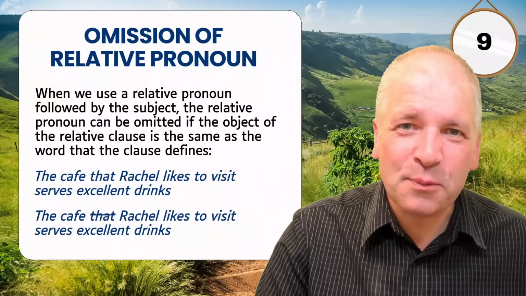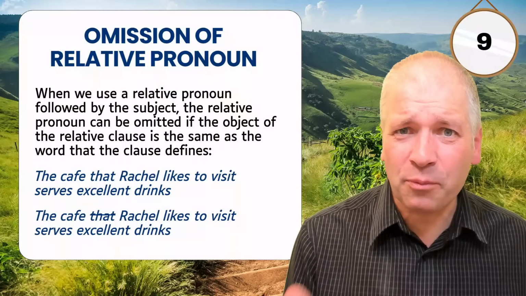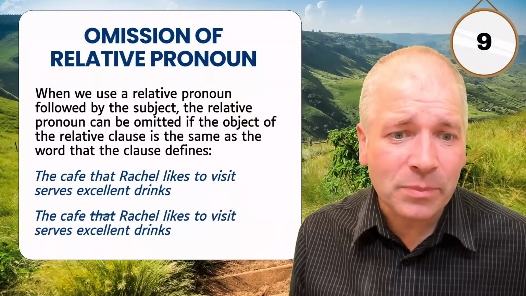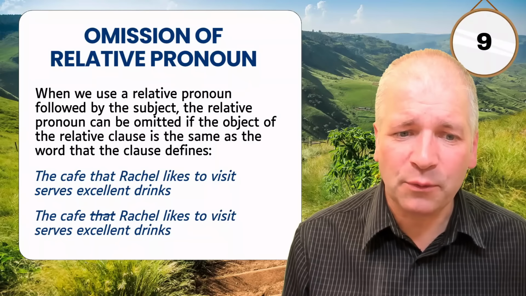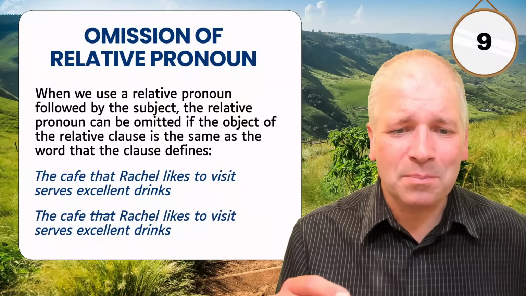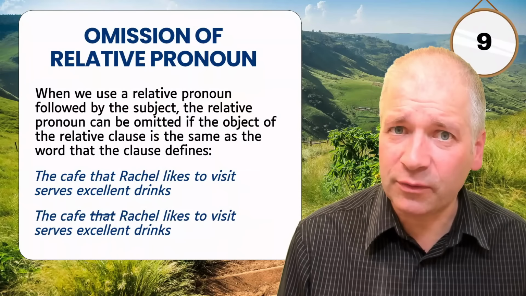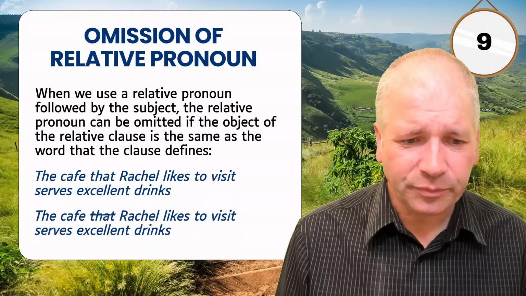There are other reasons why we could omit the relative pronoun. We looked at omitting the relative pronoun before to be, but also in this case. When we use a relative pronoun followed by the subject, the relative pronoun can be omitted if the object of the relative clause is the same as the word that the clause defines.